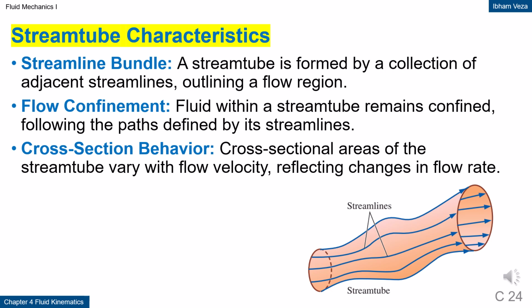Stream tube characteristics. A stream tube is formed by a bundle of adjacent streamlines that enclose a flow region. Fluid inside the stream tube cannot cross the imaginary walls formed by these streamlines. Therefore, the flow inside a stream tube can be analysed as a single entity. The cross-sectional area of the stream tube can change according to changes in flow velocity. This concept is very useful for visually explaining mass conservation.